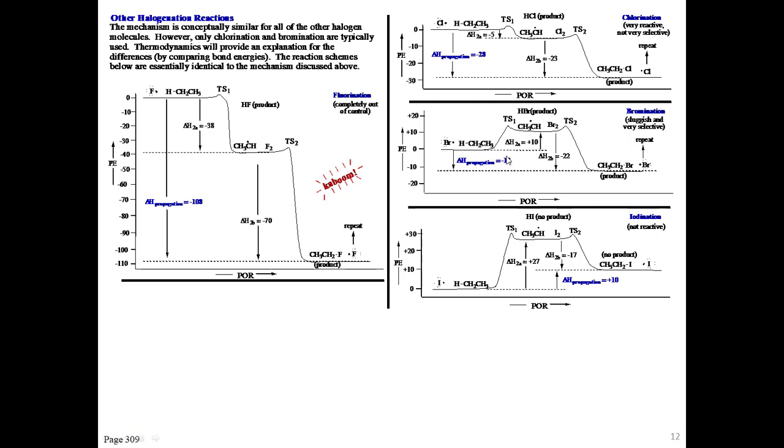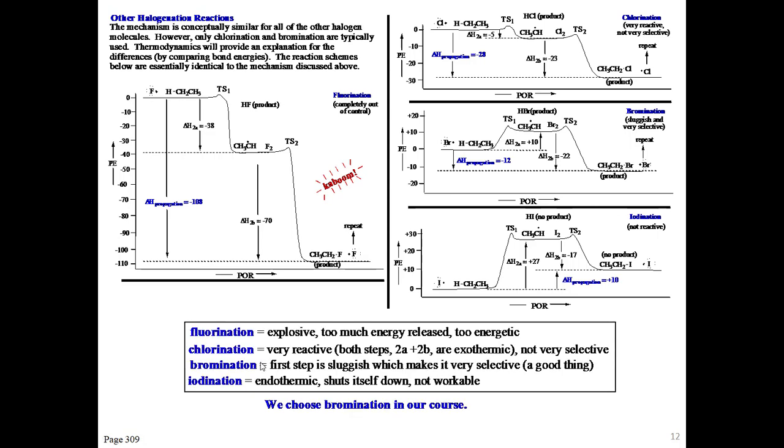This is our reaction right here, the bromine. And this is why, when you look at all these possibilities: fluorination, explosive. Too much energy is released too fast. Chlorination, very reactive, so it's not real selective. It's workable. So we can chlorinate things. This is an okay reaction. Industrially, this might be a useful reaction. Bromination in the lab, this would probably be our best choice right here. Selective, which is a good thing. And then iodination is just too endothermic, doesn't really work. So bromine is our guy.